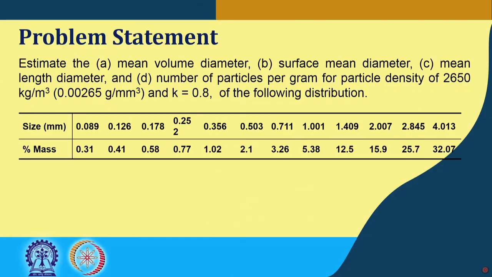So, the first problem statement says: estimate the mean volume diameter, surface mean diameter and mean length diameter, as well as the number of particles per gram, for a particle density of 2650 kg per meter cube and k equals 0.8, for the following distribution.